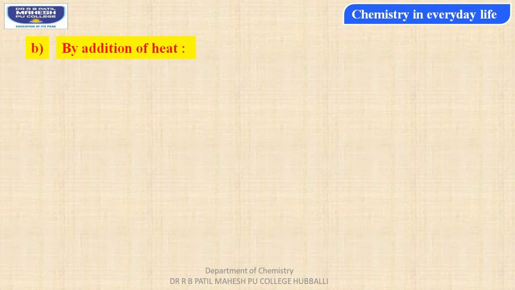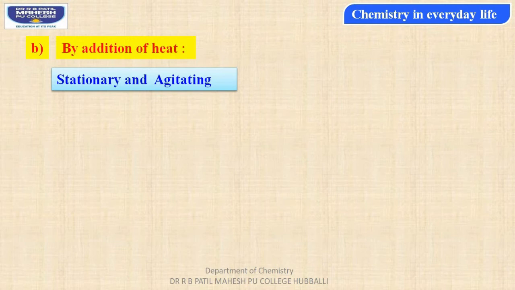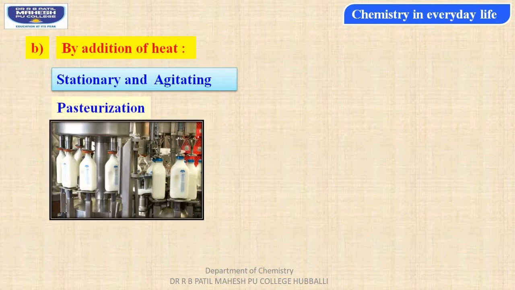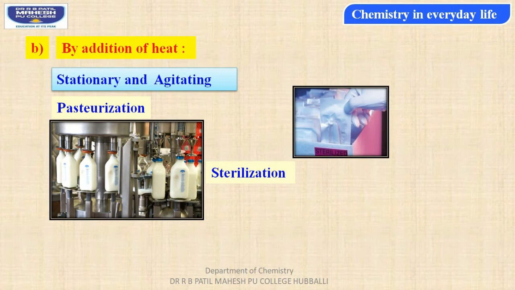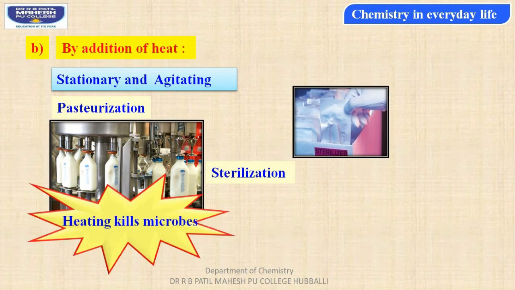Second, by addition of heat. This can be done by stationary or continuously agitating methods. The next one is pasteurization of milk, which kills the bacteria. Sterilization can even kill the microbes. So heating kills the microbes and hence we get disinfected food materials. Canning or heat processing can even bring about the sterilization of food items.